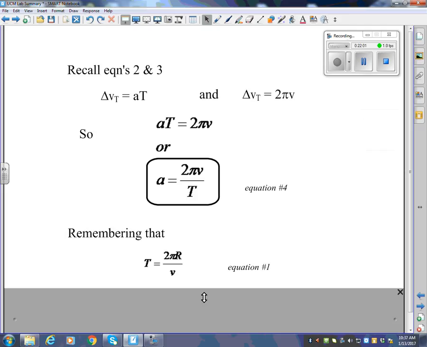Go back to equation number 1. What was it? It was T equals 2 pi r over V. Do you have a sense of dread? Because this T is going in there, and it's a double fraction.